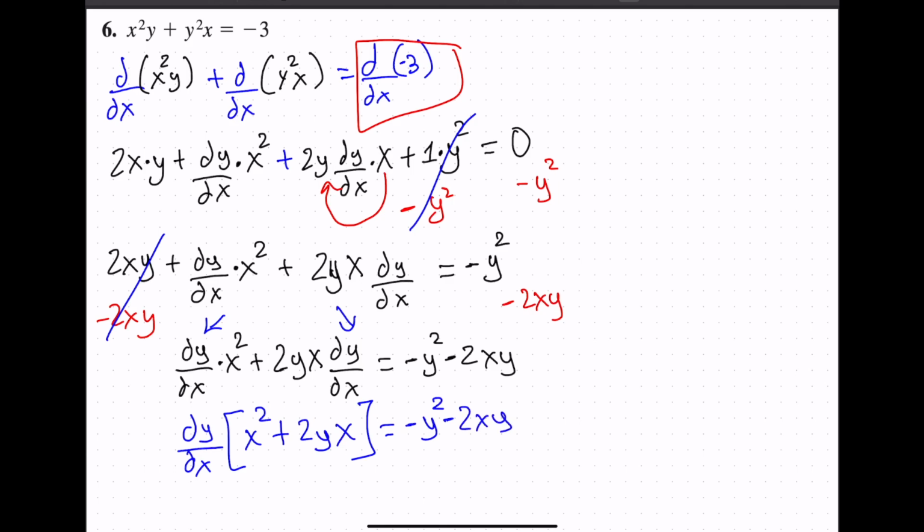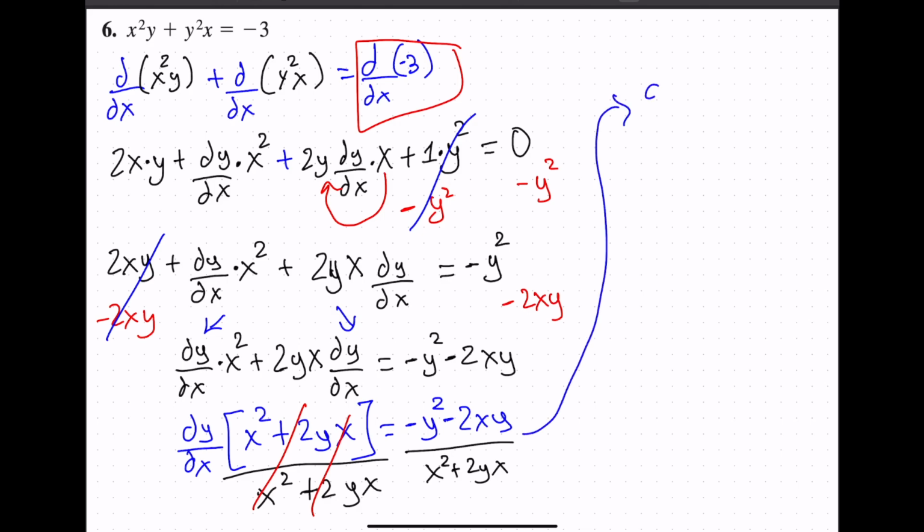We're ready to divide both sides of the equation by x squared plus 2yx, and here it crosses out. I'm going to write it down here. dy/dx is equal to -y squared minus 2xy all over x squared plus 2yx. At this point, this is the final solution.